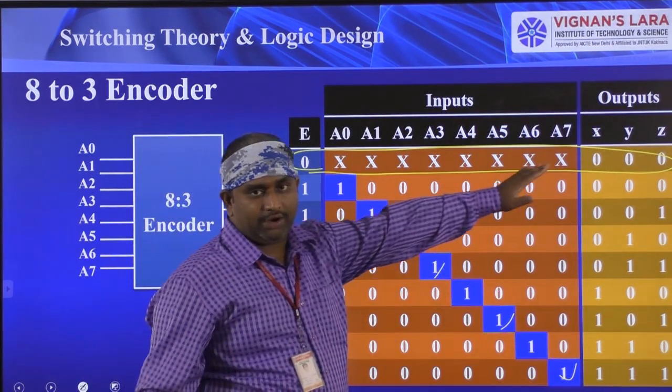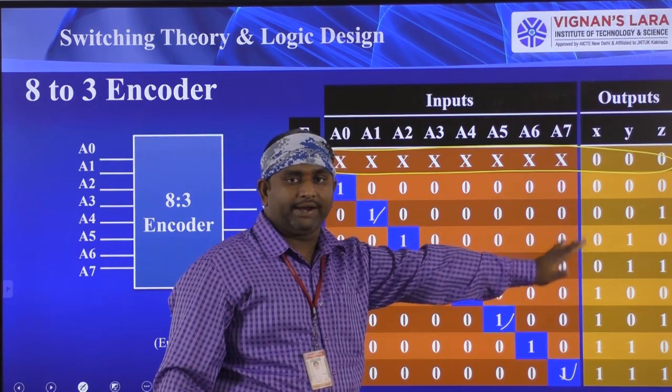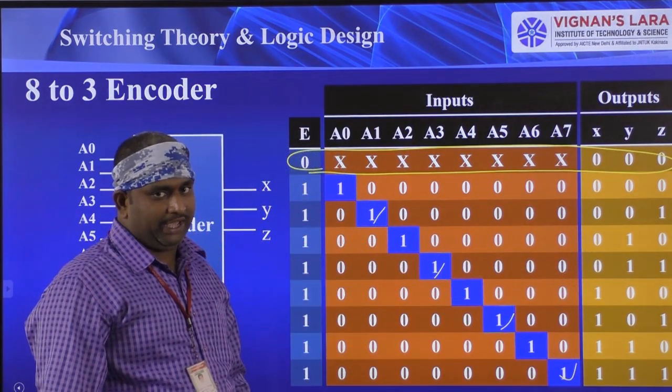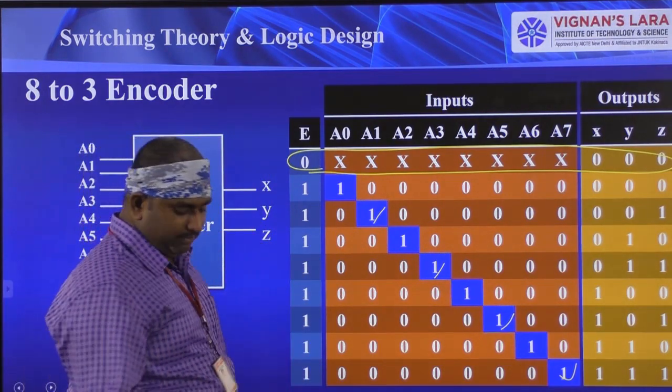Like that you have to write for Y. You have to write for X. For these 3 Boolean functions you have to write. Then you have to draw the logic diagram. Okay, that is what I am giving as an assignment. That work I am giving as an assignment.